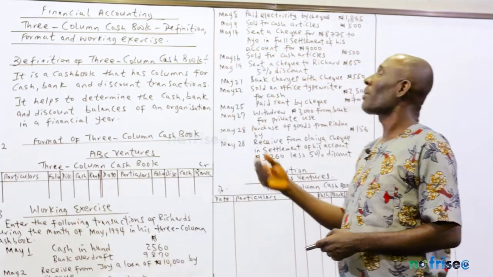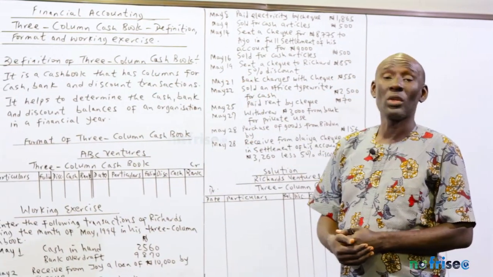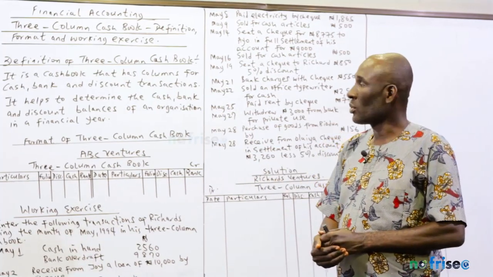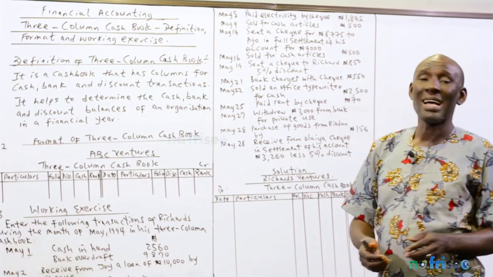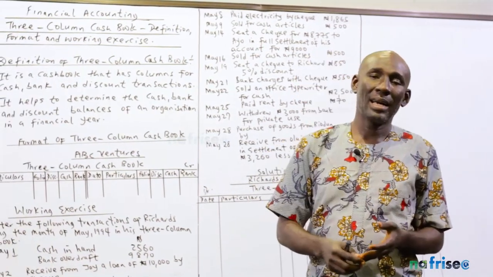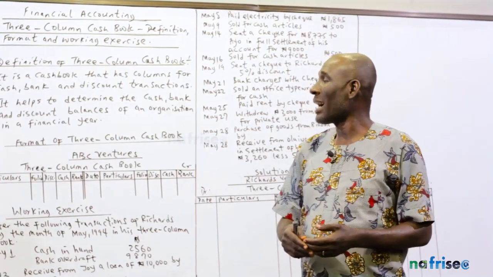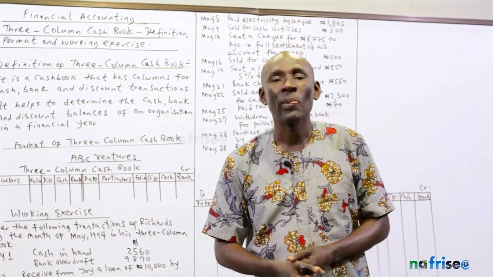Now, what is three-column cash book? Or simply put, define three-column cash book. We want to look at the definition of three-column cash book. A three-column cash book is a cash book that has columns for cash, bank, and discount transactions. It helps to determine the cash, bank, and discount balances of an organization in a financial year.